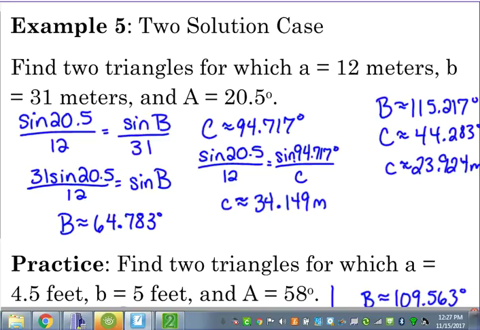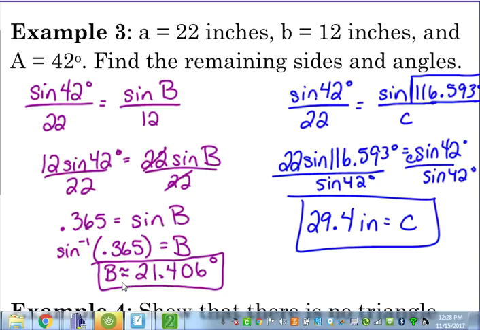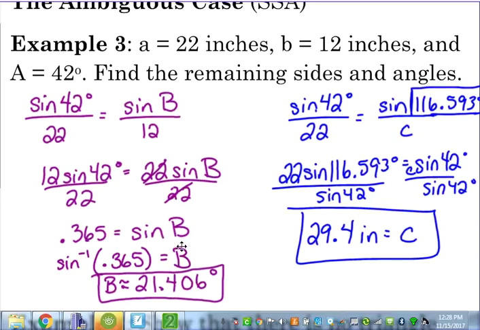So you have two solutions when the sine of your angle is positive, because that is in the first and second quadrant. Let's look back at the previous one. That one was positive too, but if we subtracted that, it would end up too big. We wouldn't have enough for a remaining angle there.